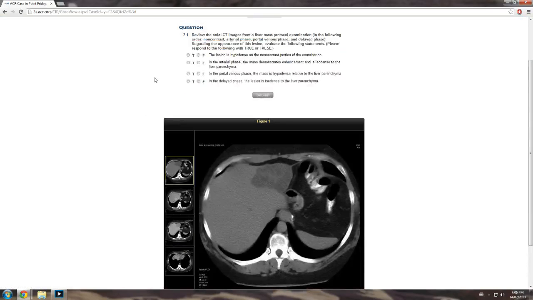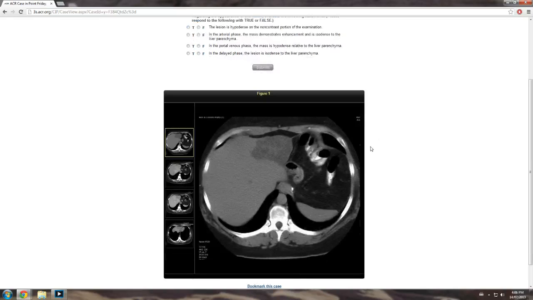So, review of the axial CT images from a liver mass protocol examination in the following order: non-contrast, arterial phase, portal venous phase, and delayed phase. Regarding the appearance of this lesion, evaluate the following statements, true or false. So here in the left lobe of the liver on this non-contrast, you see it's somewhat partially circumscribed, again a heterogeneously dense mass.